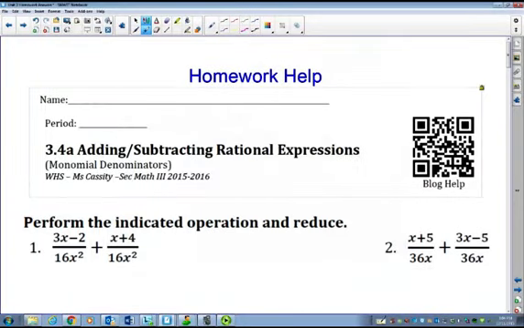All right, we are back here at adding and subtracting rational expressions.